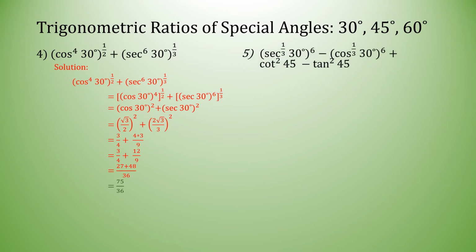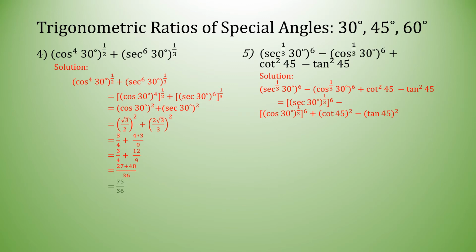So we have secant to the power of 1/3, 30 degrees raised to the power of 6, minus cosine to the power of 1/3, 30 degrees raised to the power of 6, plus cotangent squared 45 degrees minus tangent squared 45 degrees. So we can write this expression as secant 30 degrees to the power of 1/3 raised to the power of 6 minus cosine 30 degrees to the power of 1/3 raised to the power of 6 plus cotangent 45 degrees raised to the power of 2 minus tangent 45 degrees raised to the power of 2.